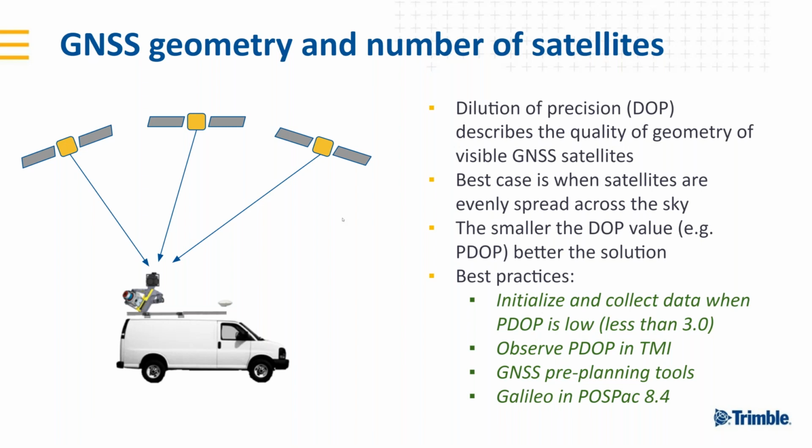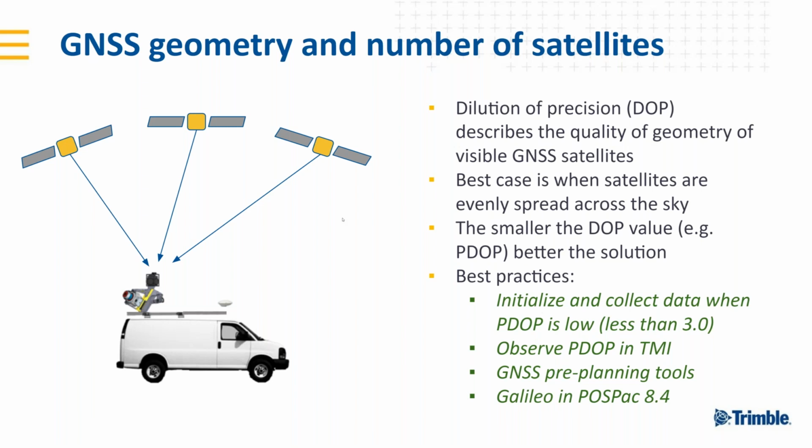Of course, we have lots of different GNSS systems at the moment. We have GPS from USA, we have GLONASS from Russia, we have BeiDou from China, and we also have Galileo in Europe now active. And one nice thing is that we recently got a new release of PostPac, the post-processing software 8.4, and this is the first time we are actually using Galileo as well in post-processing.